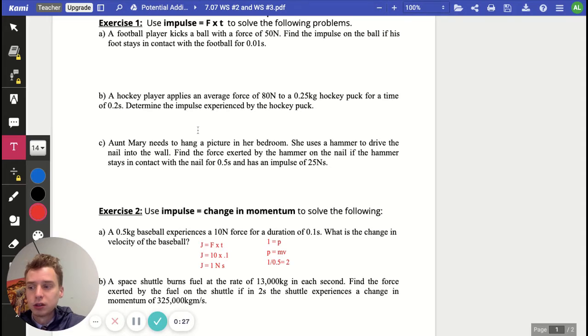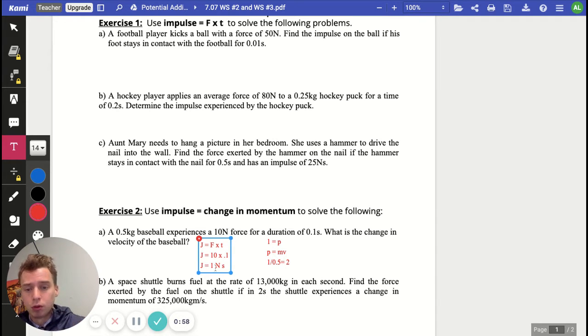So the question asks: if you have a 0.5 kilogram baseball and it experiences a 10 Newton force for a duration of 0.1 seconds, what is the change in the velocity of the baseball? I'm going to use my knowledge first that impulse is equal to force times time, because I have the force and I have the time it was exerted, so 10 times 0.1. So it's just a 1 Newton second impulse.